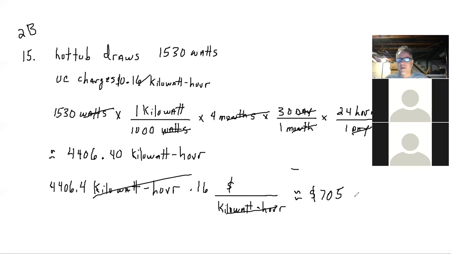So if you run your hot tub all winter, 24 hours a day, keep it heated all the time, it's going to cost you about $705 to do that.